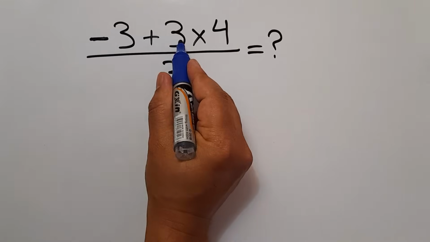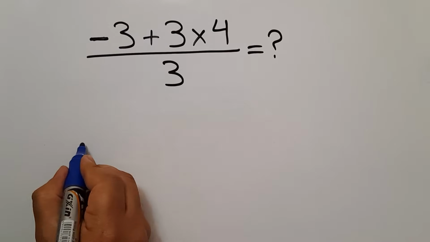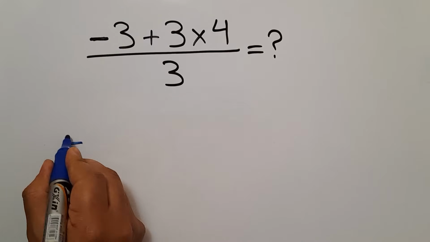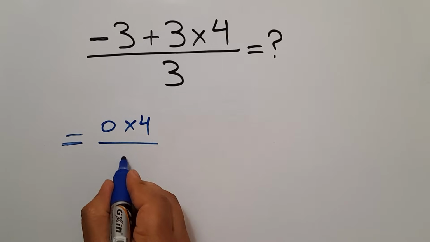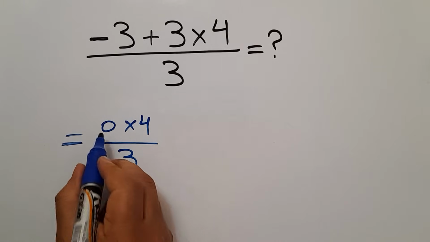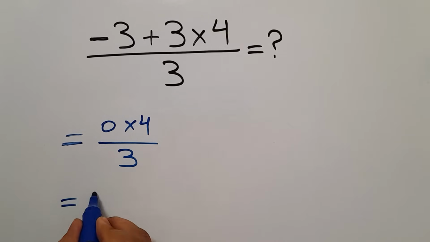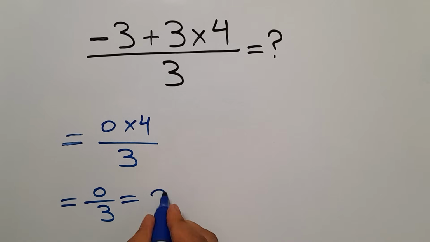Negative 3 plus 3 gives us 0. So our fraction is equal to 0 times 4 divided by 3. 0 times 4 gives us 0, and 0 divided by 3 is equal to 0. But this answer is not correct.